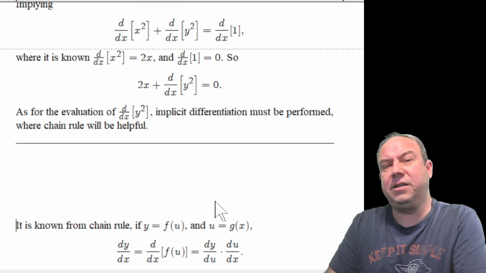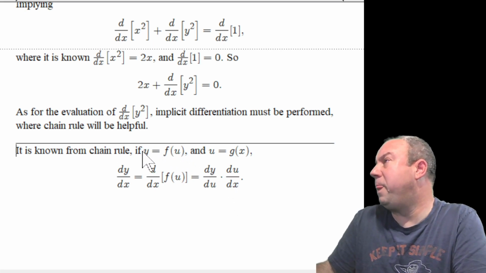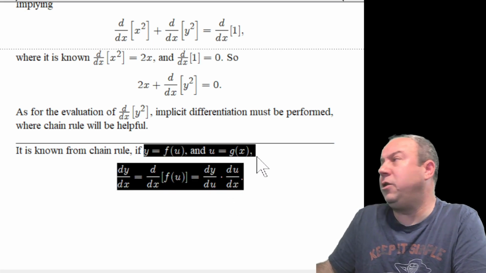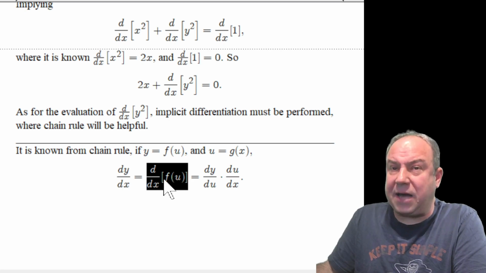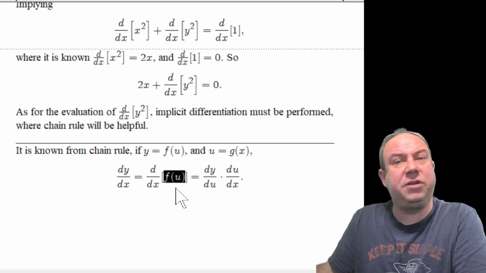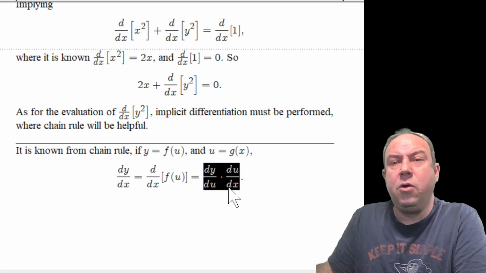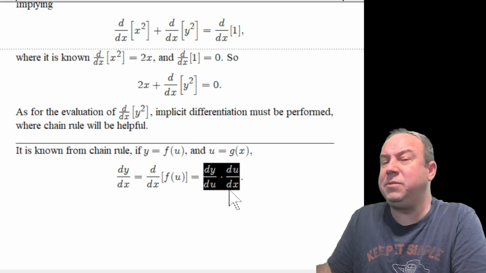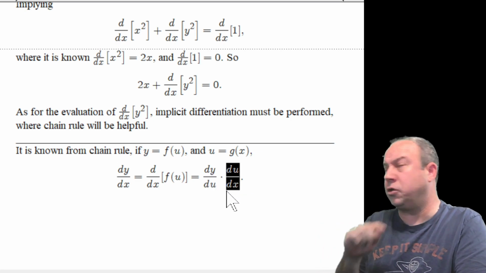So here it is known from chain rule, if y equals f of u and u equals g of x, we know from chain rule dy dx, the derivative with respect to x for what would be just a function of u in this case, with this setup for y, would be dy du times du dx. And this all comes from the second version of chain rule.